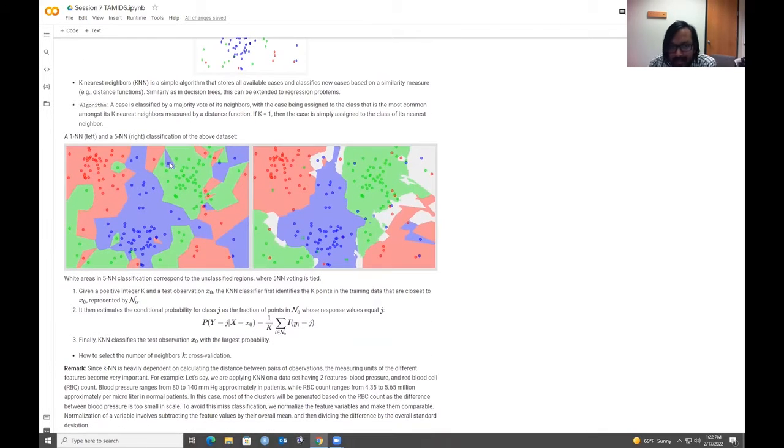So here is the idea. If you see this blue patch here, if we had a point there, then even though the region should be green, we would have predicted it to be blue. But when we take 5 nearest neighbors, we correctly predict the entire region to be green.